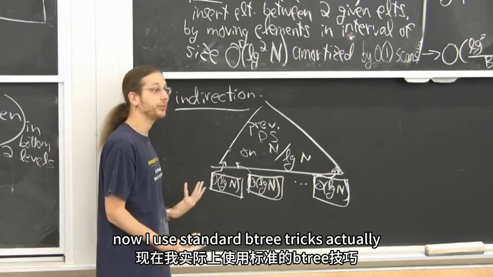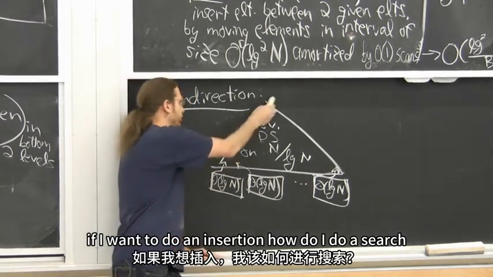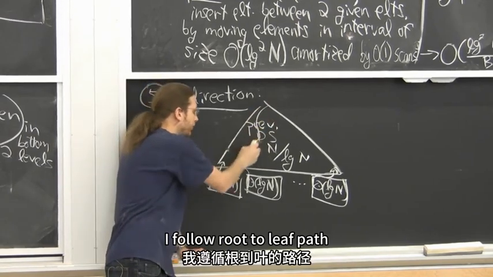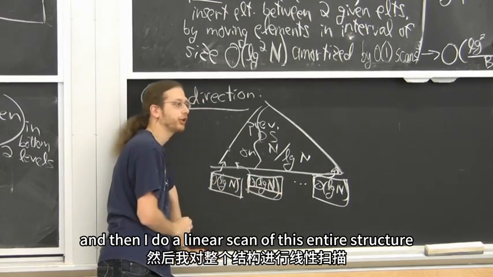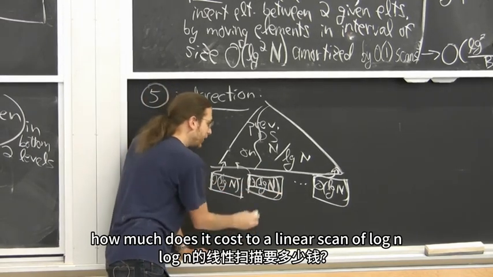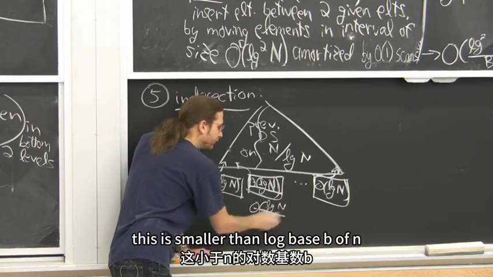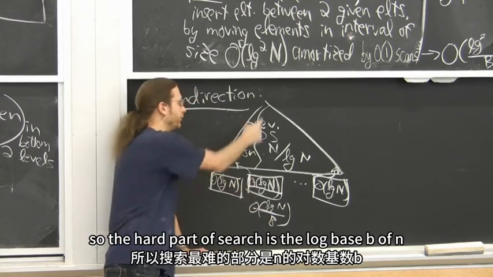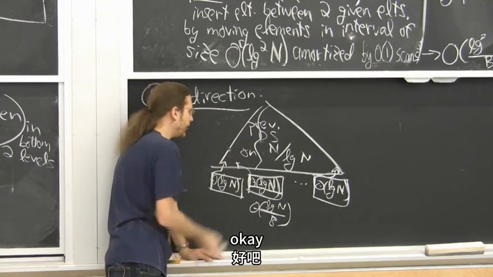Now I use standard B-tree tricks, actually. How do I do a search? I follow a root to leaf path, and then I do a linear scan of this entire structure. How much does it cost to do a linear scan of log n? Only log n divided by b. This is smaller than log base b of n, so the hard part of search is the log base b of n.